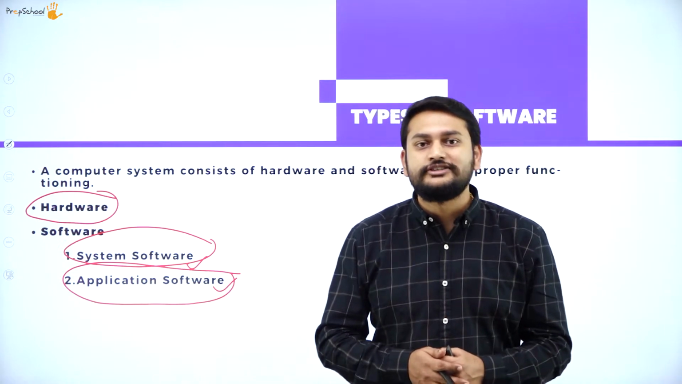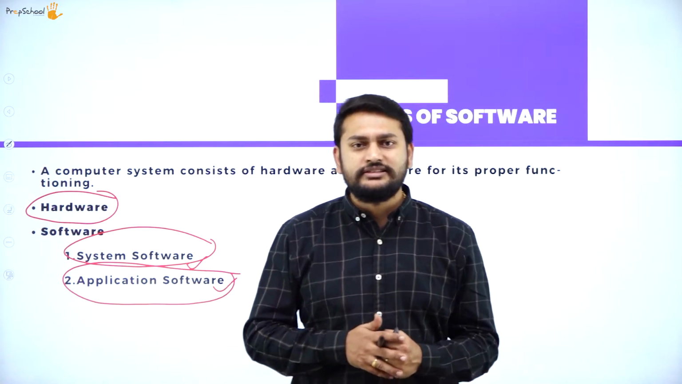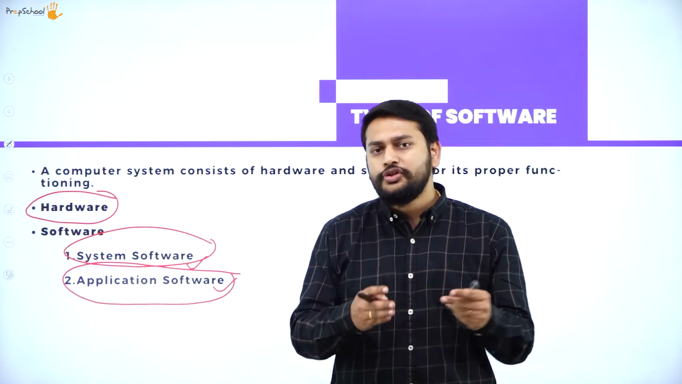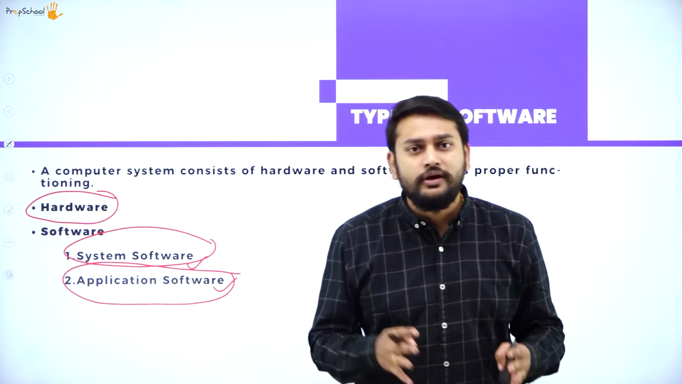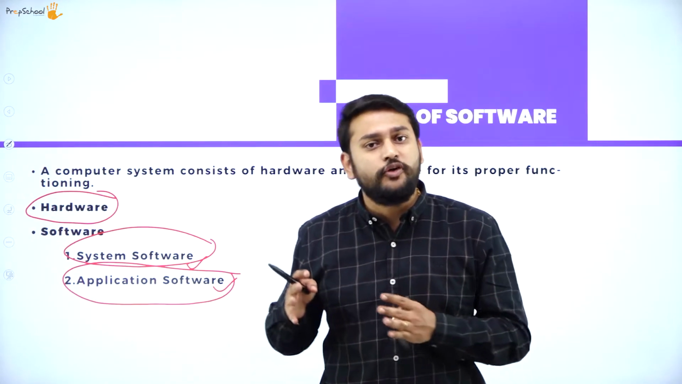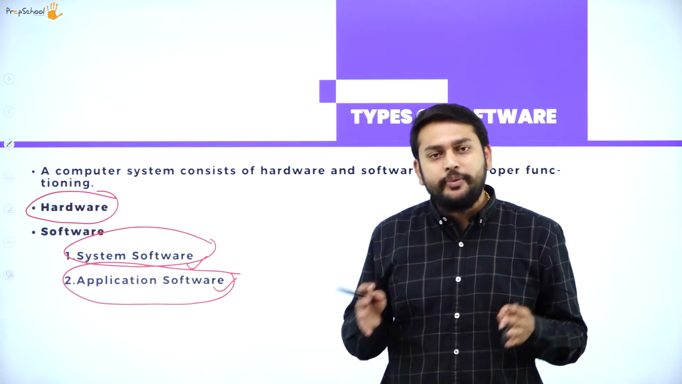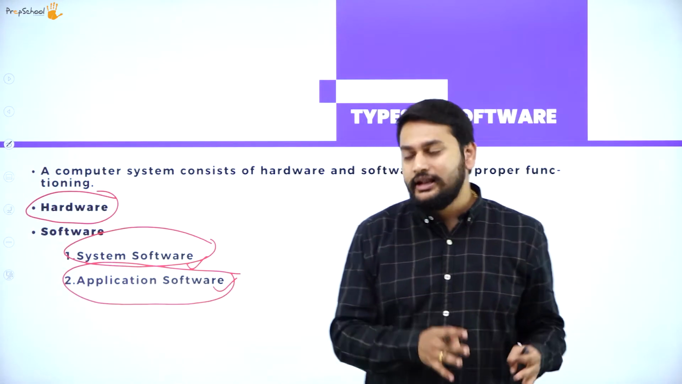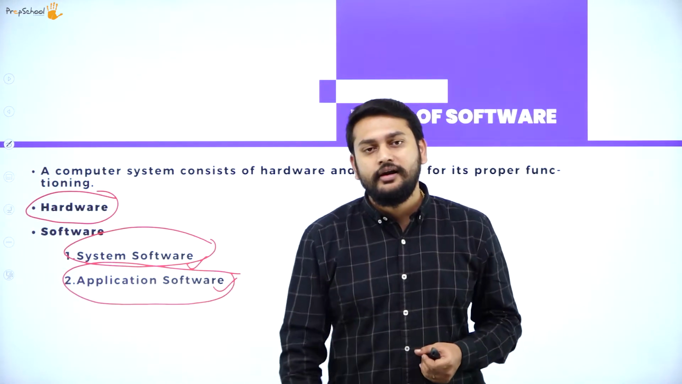You all know what Windows, Linux, and iOS are. These are what we call different types of operating systems. These operating systems come under the category of system software.